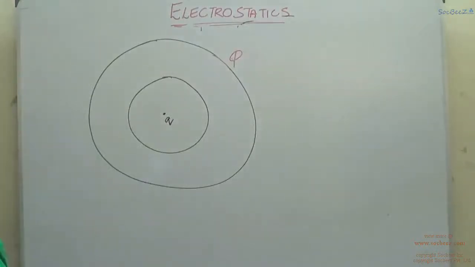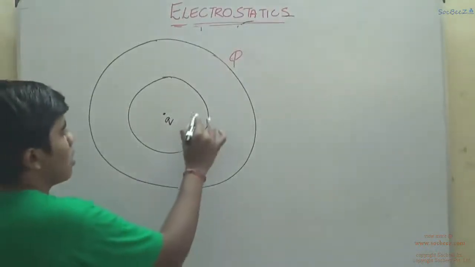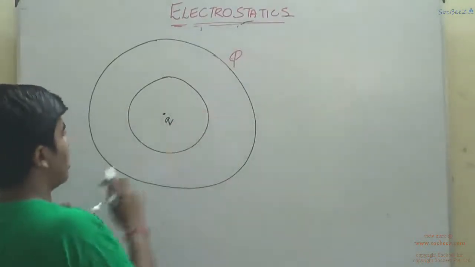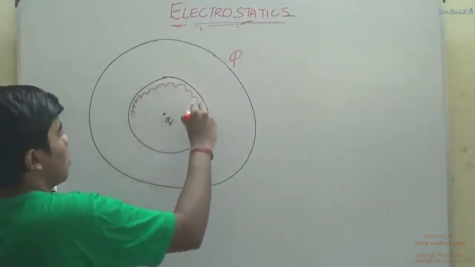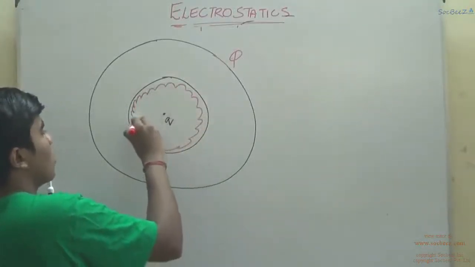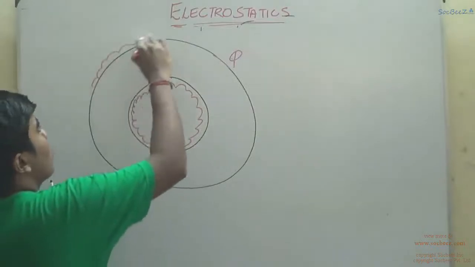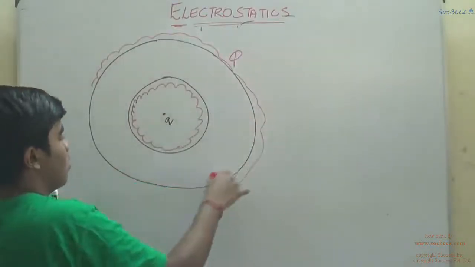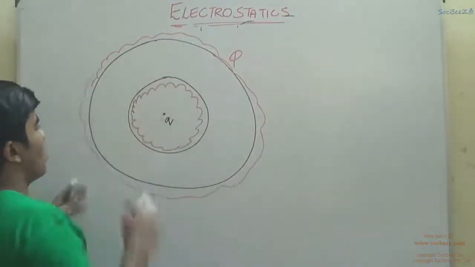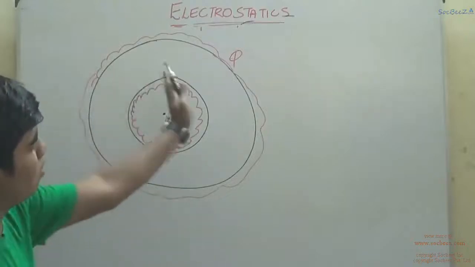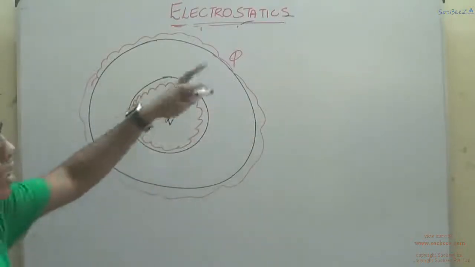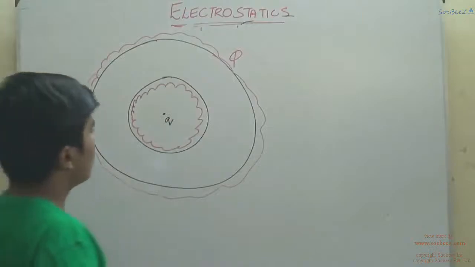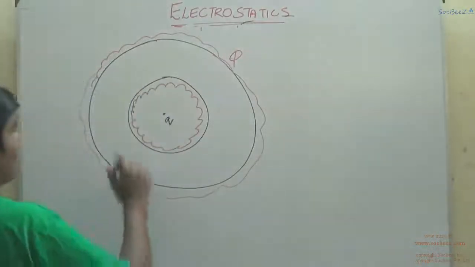So what we are required to find out is the charge appearing on the inner surface of the conductor, and the charge appearing on the outer surface of the conductor. Because we know that there will be no charge inside the material, all the charge will go to the surface. Now we need to find out how much charge comes to the inner surface and how much goes to the outer surface. So for finding this out, what do we do?